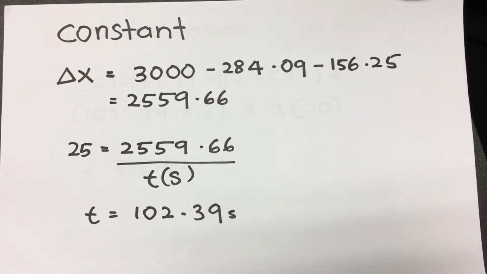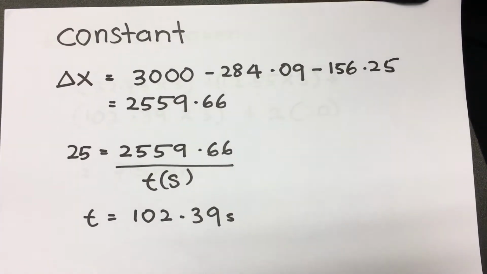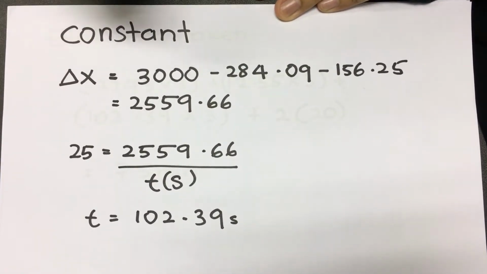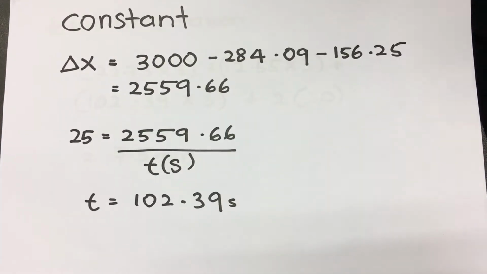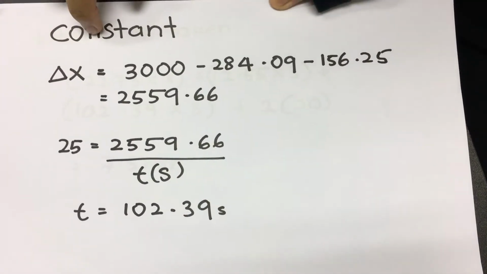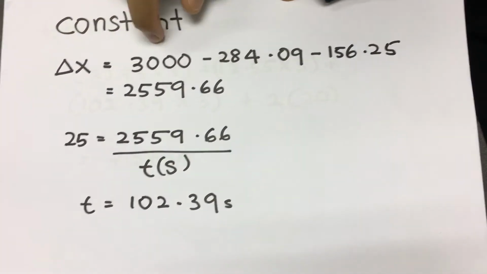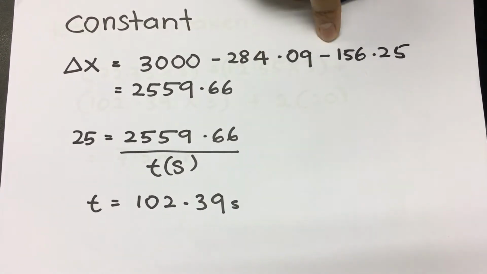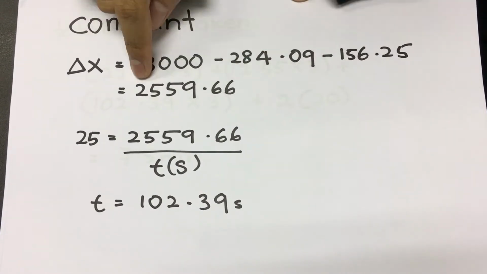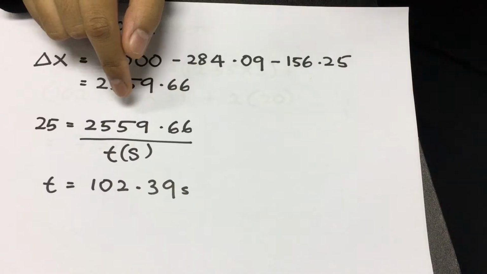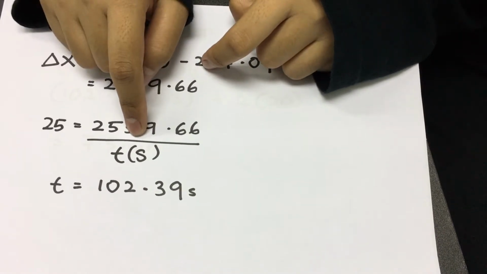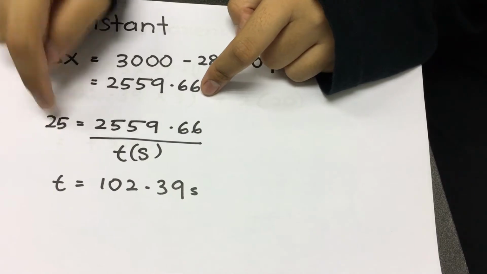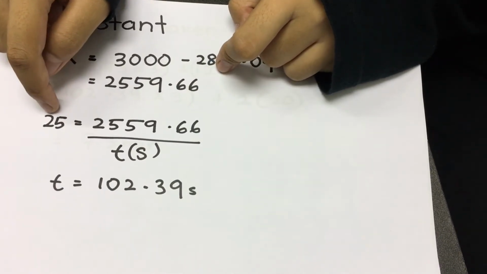Now we have the phase when it accelerates and when it decelerates. So now we are going to find the time taken and the delta x when the velocity is constant. We find the delta x when it is constant by subtracting the delta x when it accelerates and the delta x when it decelerates from the delta x for the whole station distance. So we get 2559.66 meter. To find the time taken when the velocity is constant, we take the delta x and divide it by the maximum speed, which is 25 meter per second, and then we get the time.